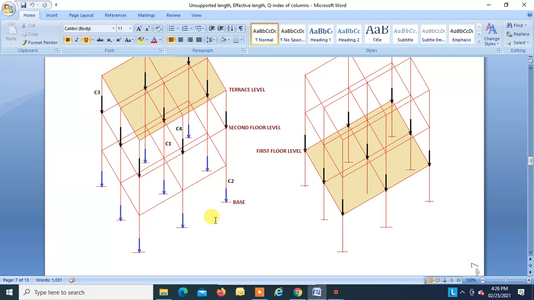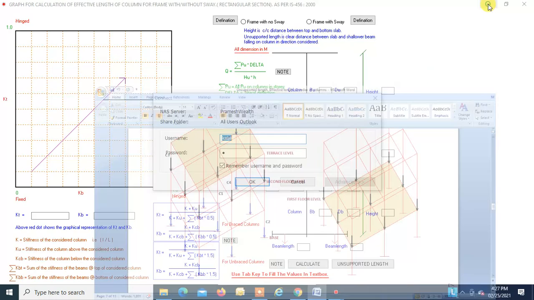So we just have to give the beam width and the beam depth and the column width and column depth in the program, and we can directly get the values of beta 1, beta 2, and can find K from the graph. Okay, so let us use the program.